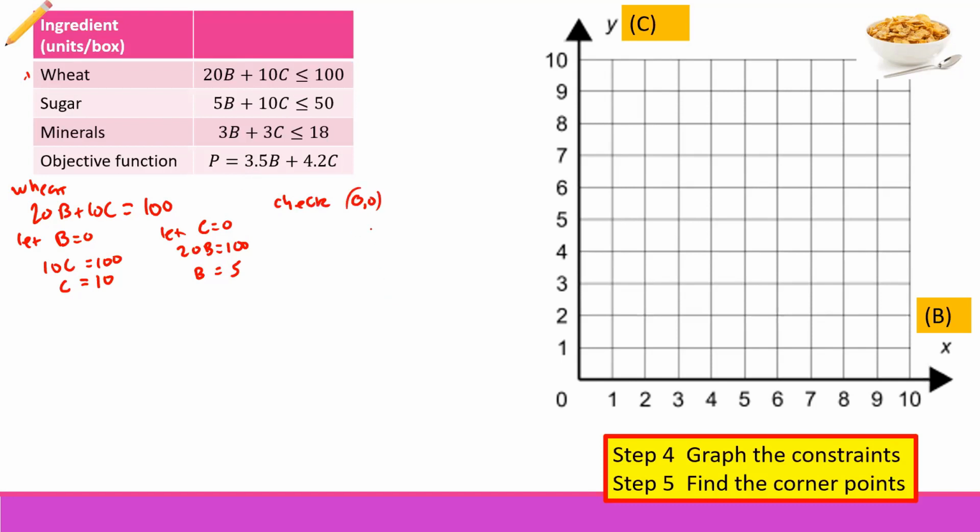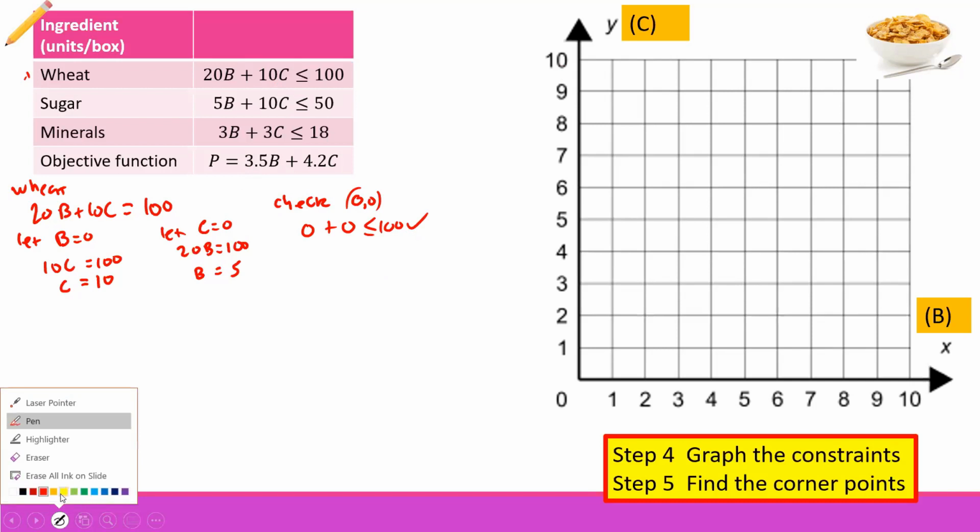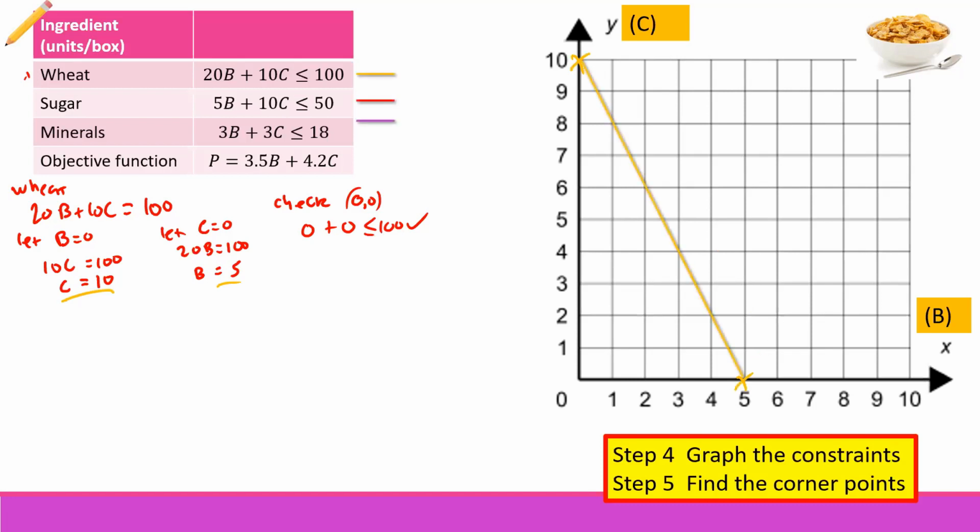If we check 0, 0 here, ladies and gentlemen, that gives us 0 plus 0 is less than or equal to 100. The answer is it is. So therefore, we're going to get a line that goes through 10 and 5. I'm going to draw this line. Wham! Look how straight I drew that line, guys. I'm just amazing, aren't I?